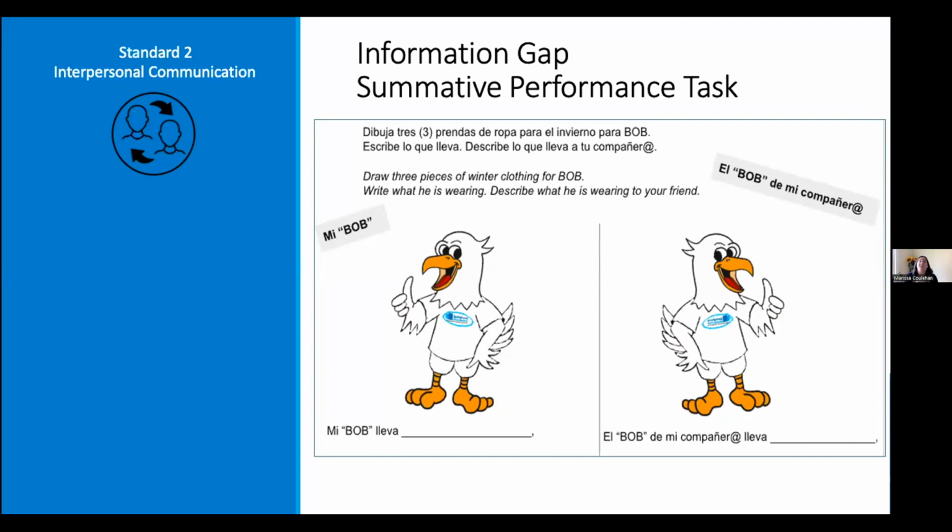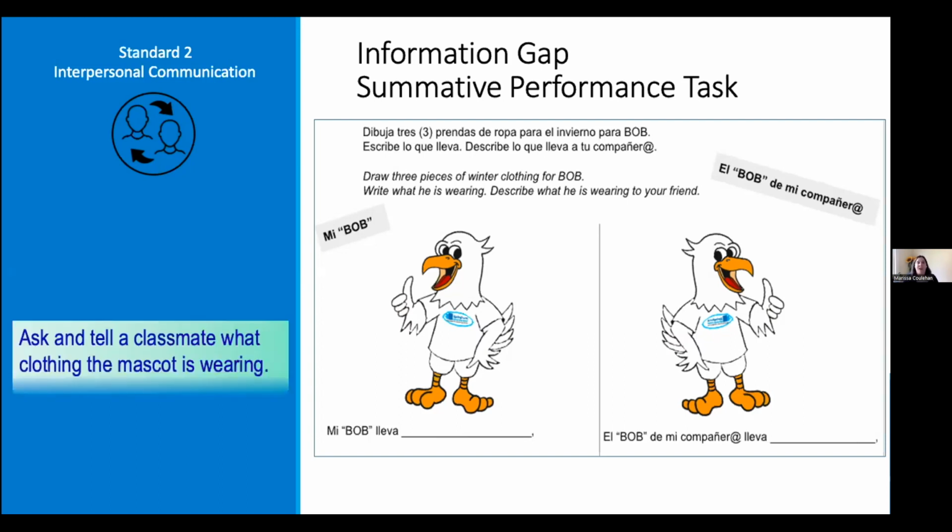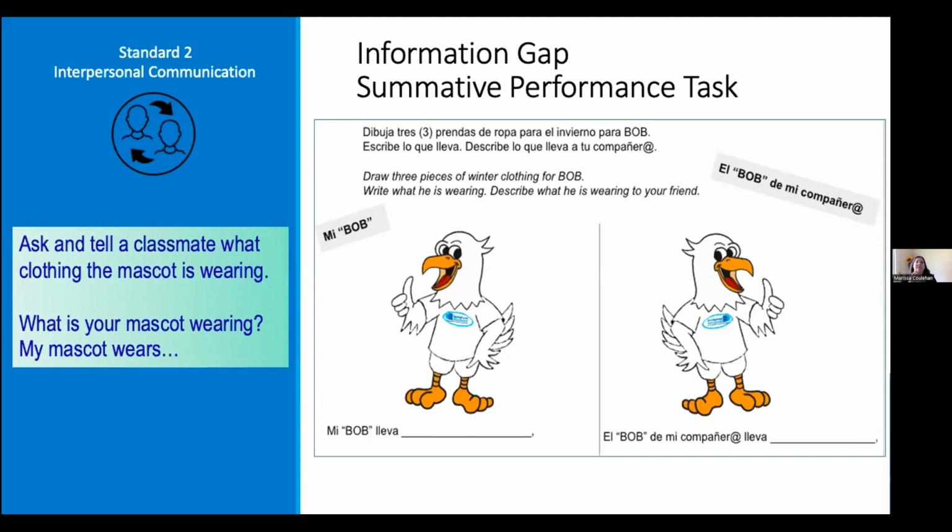So here you can really level up here. You can include colors. You can include ways to describe clothing, like the hat has stripes. You can say the scarf is an athletic scarf, and you can really give students some more language that they can play around with this one and be creative. So this was ask and tell a classmate what clothing the mascot is wearing, and the language they're using is, what is your mascot wearing? My mascot wears.